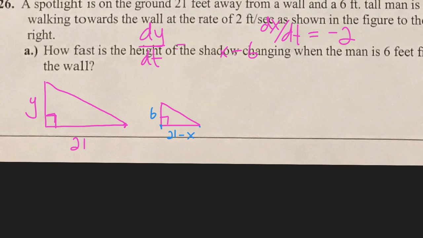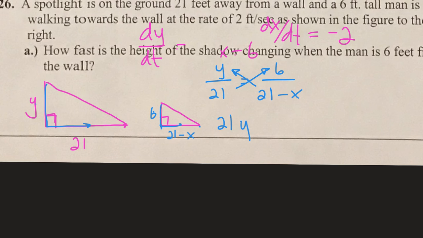So we have a proportion. We can write your proportion a couple ways. We can go y over 21 equals 6 over 21 minus x, or we can compare y over 6. Lots of ways to write our proportions. So let's do y over 21 equals 6 over 21 minus x. Okay, so now let's cross multiply and simplify as much as we can. So 21y minus xy equals 21 times 6 is 126.